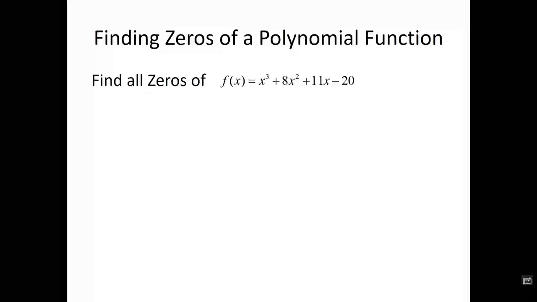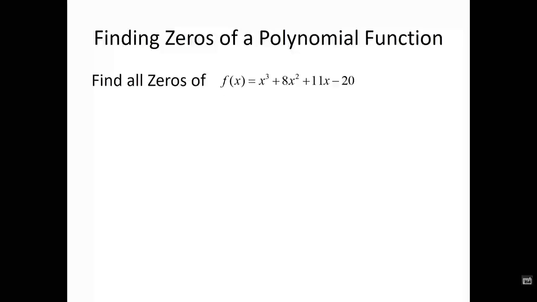In the next example, we actually want to find the zeros of a polynomial function. In the previous example, we listed all of the possible rational zeros. But this time we're going to actually find them. All right, but let's begin by listing all of the possible rational zeros.